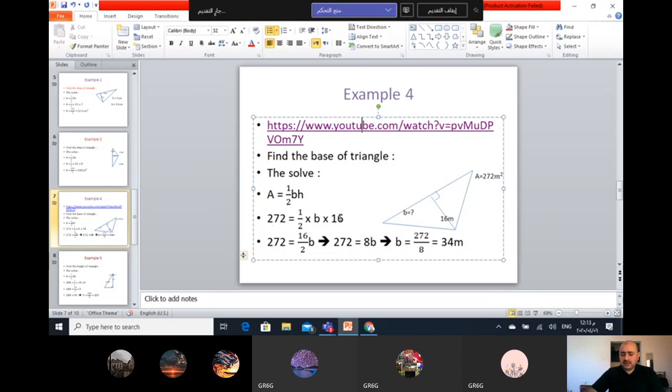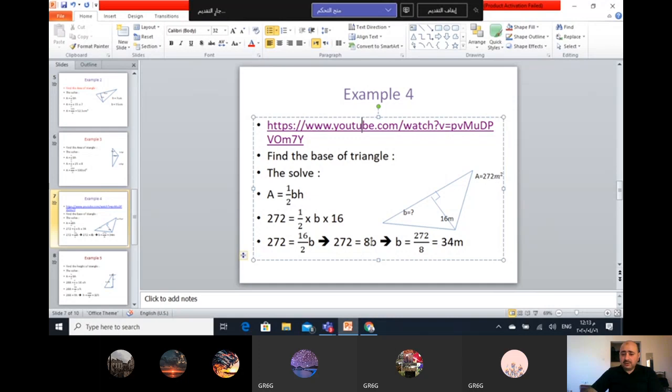Now, on this side, we have the same number, 272. On the next side, I can multiply: 16 times 1 will be 16 over 2, and here we have the variable b. Now, 16 divided by 2 will be 8. So here we have the same number, 272, and on the next side, 8b.